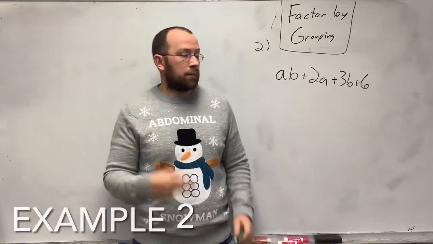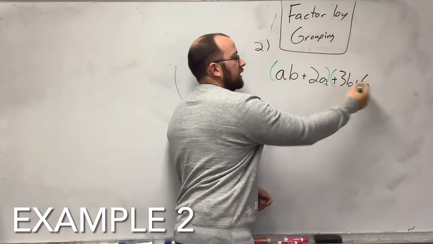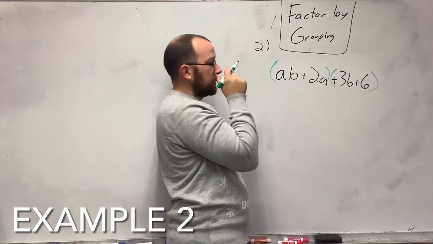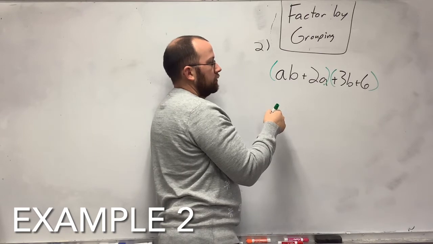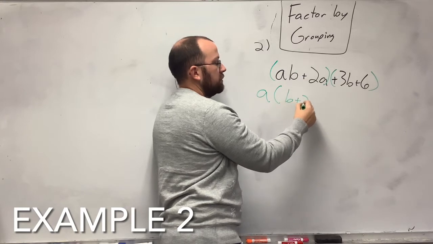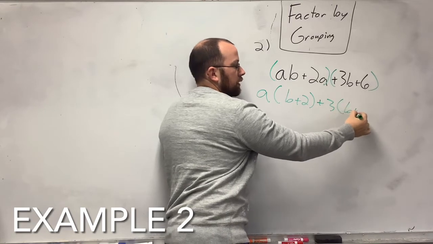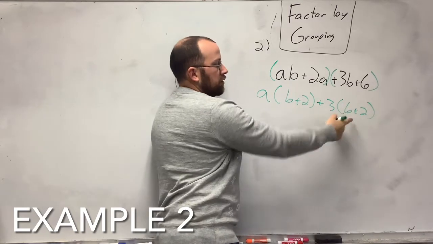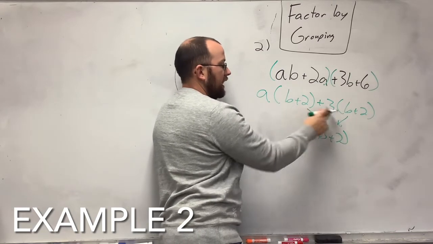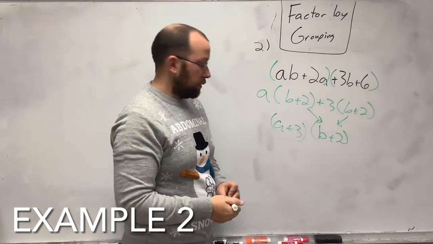All right, example number 2. So I have four terms again. I can see that this has an A and an A in common, and I can see that this has a 3 and a 6 in common. So here, I'm going to take out the A, I have B plus 2. Over here, I'm going to take out the plus 3. Now I have B plus 2 and B plus 2. Those are my same ones. And then I have an A and a 3. And it's just that simple. It's just about seeing what's inside of it and taking it out.